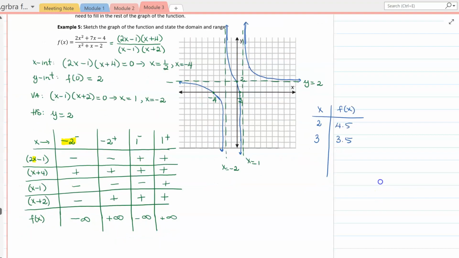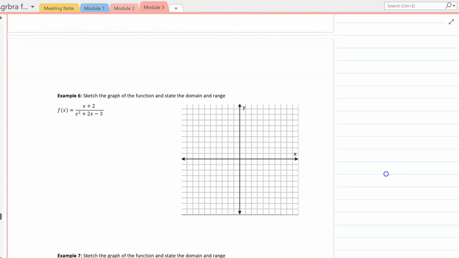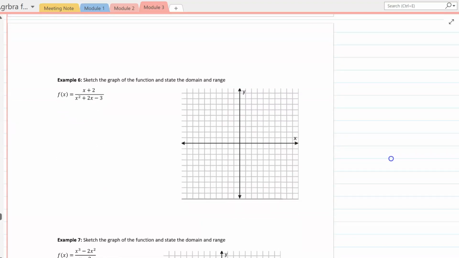Let's take a look at the next one. We want to get the graph of the function and state the domain and range. f of x equals x plus 2 divided by x squared plus 2x minus 3. Okay, so let's go ahead and factor the numerator and the denominator. The numerator is x plus 2, stays the same. The denominator equals x plus 3 times x minus 1.